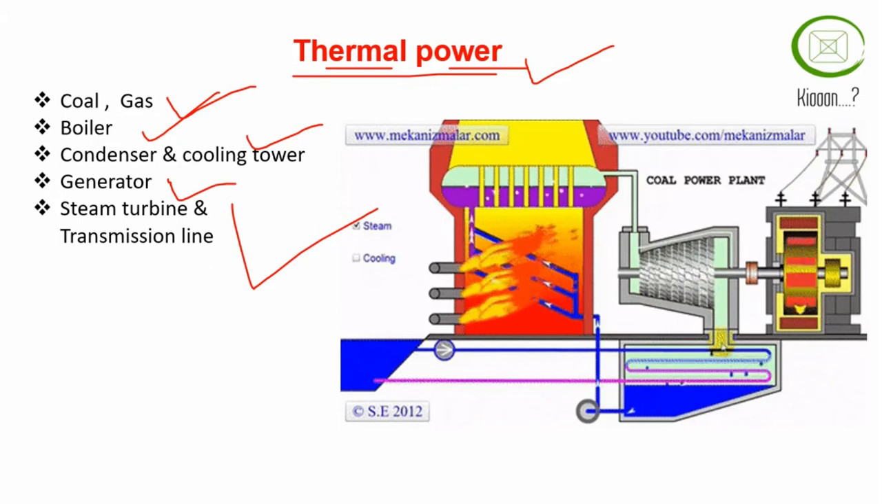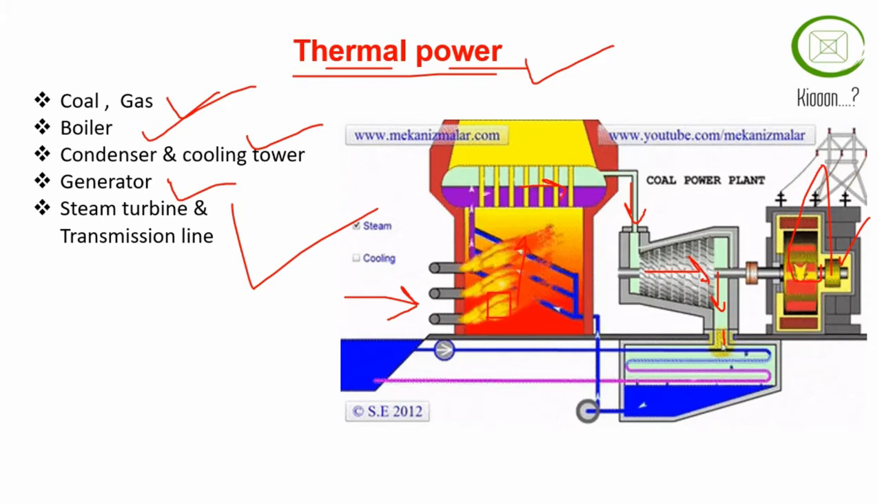For better understanding, we use this systematic diagram. In this diagram, we use our resources such as coal and gas for the purpose of ignition in the boiler. In the boiler, the water inside is converted into steam. This steam moves into the steam turbine. The steam turbine rotates, and this rotation also rotates the generator coil. So when the turbine rotates, the generator produces electricity.